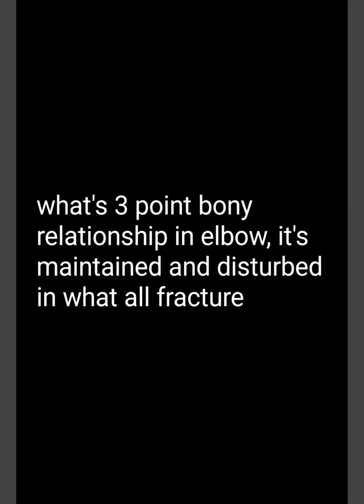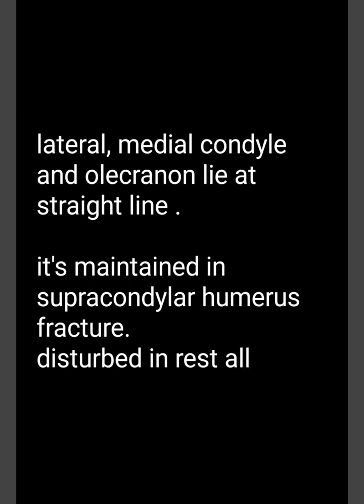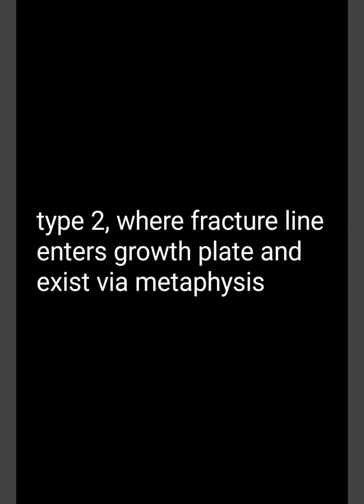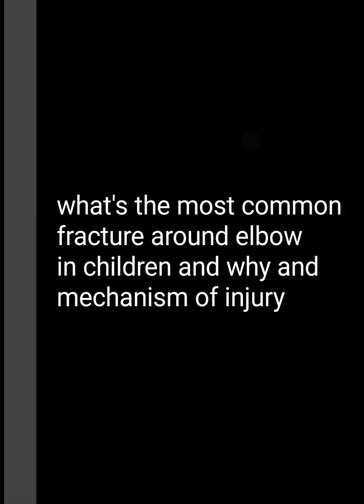What's 3-point bony relationship in elbow? It's maintained and disturbed in what all fractures? Lateral, medial condyle and olecranon lie in a straight line. It's maintained in supracondylar humerus fracture. Disturbed in rest all. Supracondylar humerus fracture is what type of Salter-Harris type fracture? Type 2, where fracture line enters growth plate and exits via metaphysis.